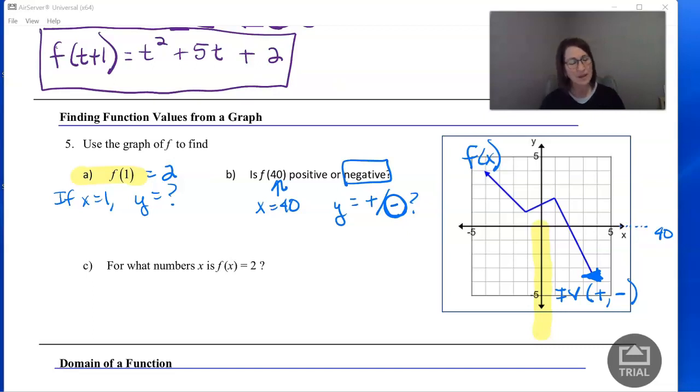All right. Question C looks the same, but it's not. It's very, very different. So this is asking actually the opposite question. This is saying if y equals 2, what is x?